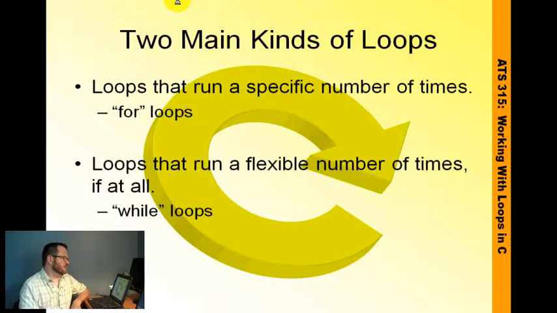That's in contrast to a while loop. While loops are a different type of loop that runs a flexible number of times, maybe not even at all. You are going to continue to do this while something is true. While we're not at the end of the file, read the next observation from the file, that kind of thing. While means I don't know yet how many times I'm going to have to do this, maybe not even any times, but while something is true, keep doing this loop. But we'll see how all that works.